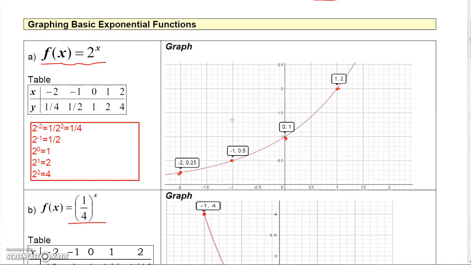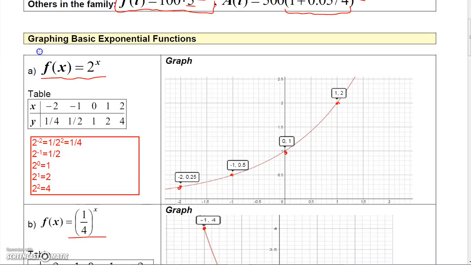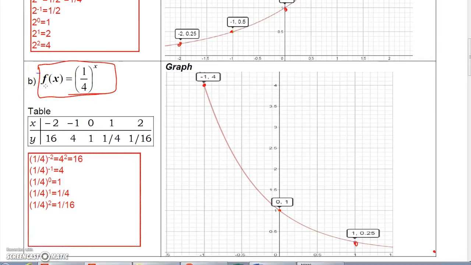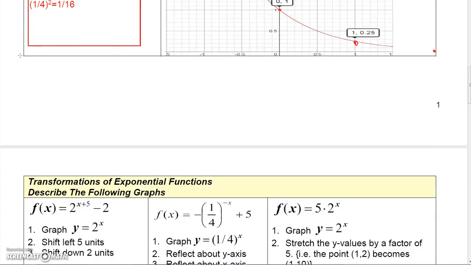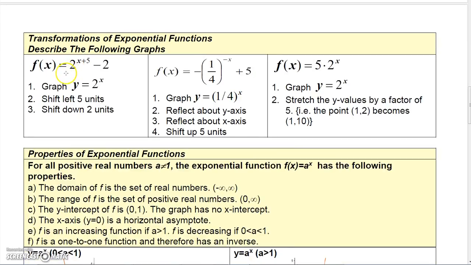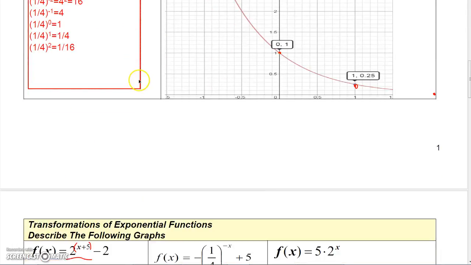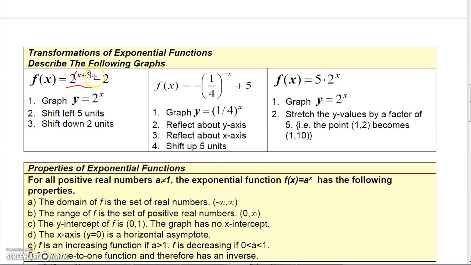Now if I wanted to, I could graph other functions based off of these two base functions, 2 to the x and 1/4 to the x, by using some algebra rules. For instance, if I wanted to graph 2 to the x plus 5, once you replace x with x plus 5, you would simply take this function and shift it over 5 units. So it would shift to the left 5 units. And then if you wanted to subtract 2 from it, it would shift down 2 units.